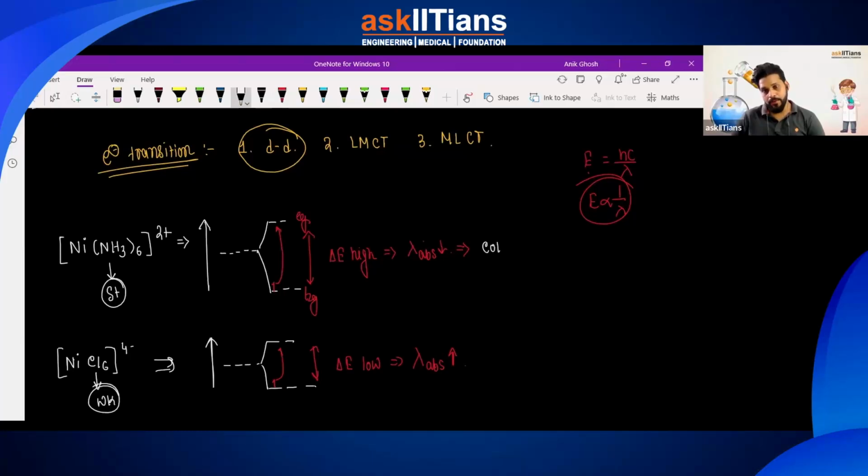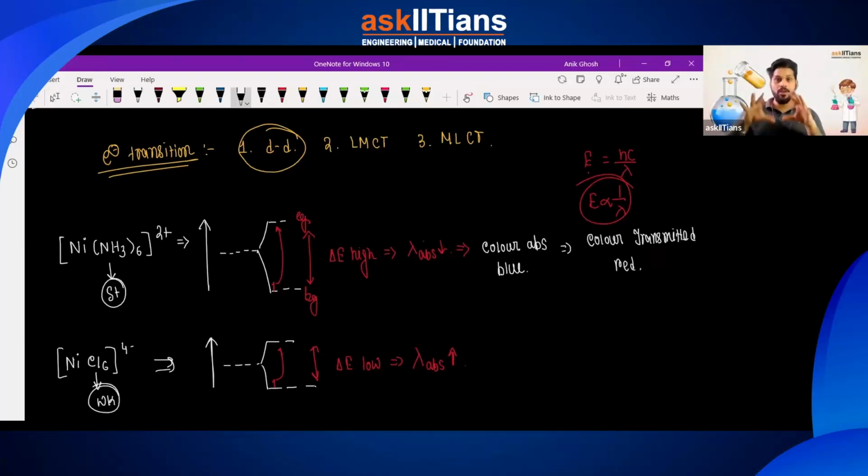Color absorbed would be in the blue region, because the lambda absorbed is low. But the color that we see is not the absorbed color, we see the transmitted color. So the color transmitted would be opposite, in the red region.